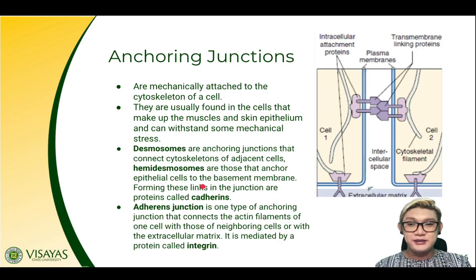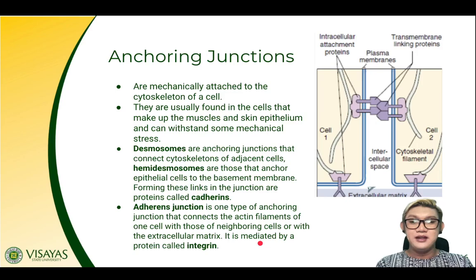Hemidesmosomes, on the other hand, are those that anchor epithelial cells to the basement membrane. So if this is the basement membrane, the ones that anchor these cells to that membrane are what we call hemidesmosomes. Forming these links in the junction are proteins called cadherins. Adherens junction is one type of anchoring junction that connects the actin filaments of one cell with those of neighboring cells or with the extracellular matrix. It is mediated by a protein called integrin. So be sure to remember the terms.